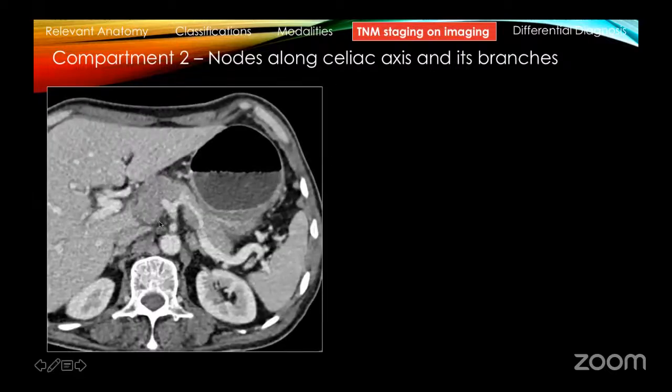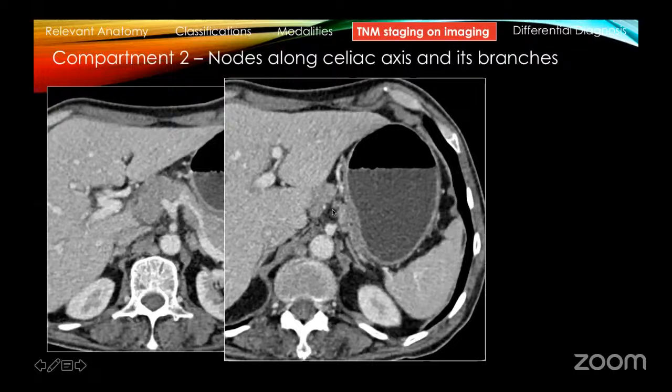We go next to compartment 2, which are nodes along the celiac axis. So here's the celiac axis, and we start seeing the nodes here. The size criteria is important, but more than that, we rely on the morphology of the nodes as well. A node that is rounded with loss of fatty hilum or has an irregular spiculated appearance, or there could be perinodal fat stranding, all that points towards the node being possibly positive. Here are more of those nodes along the perigastric region.